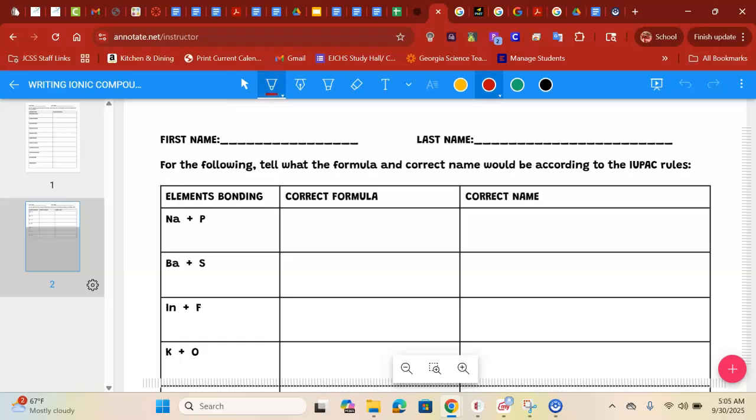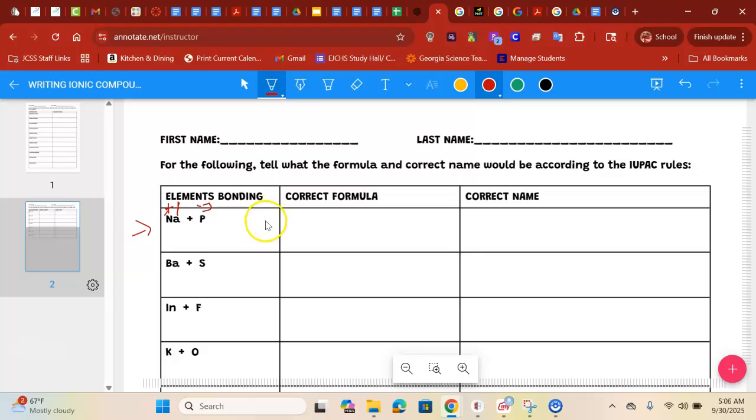Okay. So if we have these elements that are bonding, Na and P, right now I want you to find the charges for Na and write it above the Na over here. Okay. And then find the charge for P and write it above the phosphorus. So Na, you should see, has a +1. That's +1. And P has a -3.